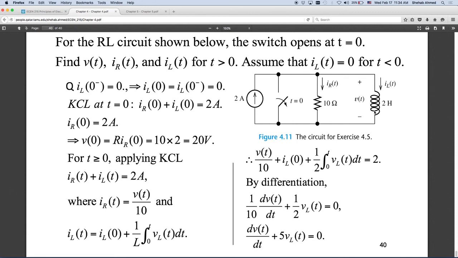Initial value will be what? What's the initial value for inductor current? The initial value. So initially, when the switch is closed, what's happening to the circuit?